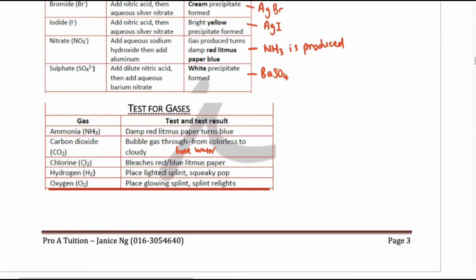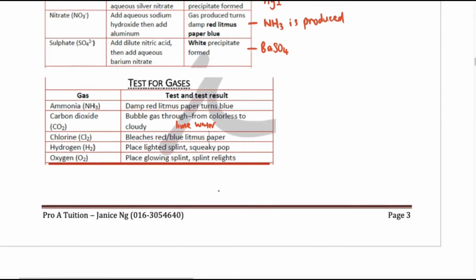Then hydrogen, place a lighted splint, squeaky pop. A pop sound is heard. So what happens is hydrogen reacts with oxygen, then there is a pop sound. For oxygen, place a glowing splint, the splint relights. That means it promotes burning, so that's why you have this result.